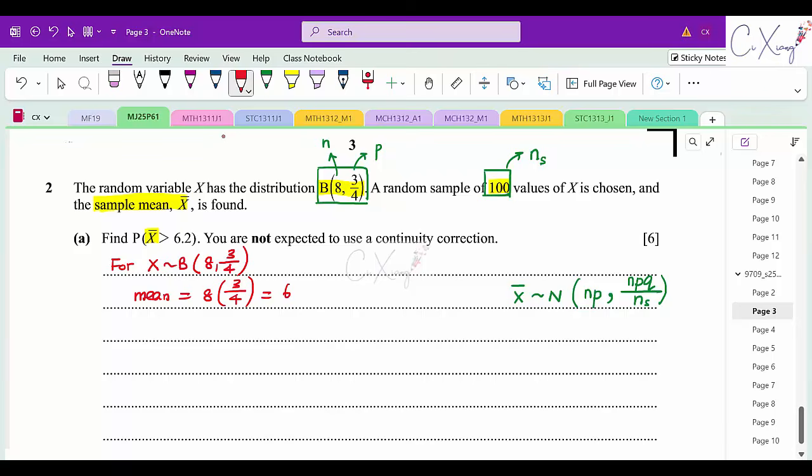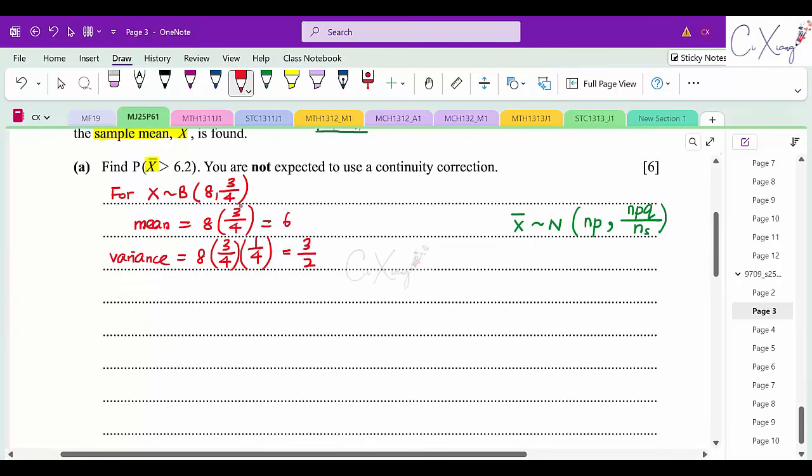Okay, then after that, for the variance, for the population, I will be having n times p times q. And what is the answer here? I will be having 6 multiplied with 1 over 4. I'll be having 3 over 2. This is my variance. Then we are interested to find the sample mean, right?